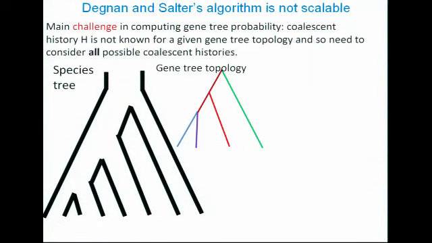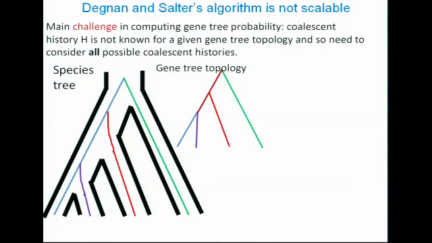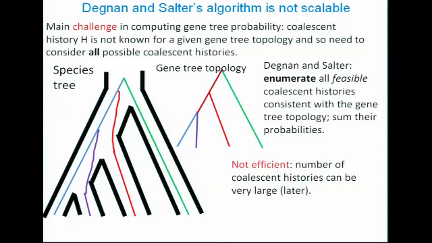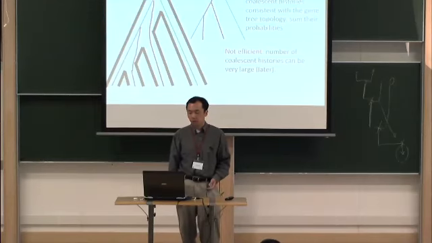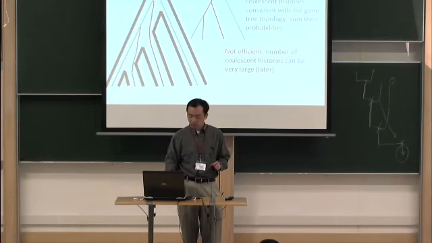The main problem for the Degnan-Salter algorithm is that it's not scalable. The reason is that there are just so many possible coalescent histories for a given species tree and a given gene tree topology. For example, the coalescent events may occur this way, and they can also occur in many different ways. That's why the Degnan-Salter approach, which basically just enumerates all possible coalescent histories, is not scalable. I'm going to show that in a table if I have time later.